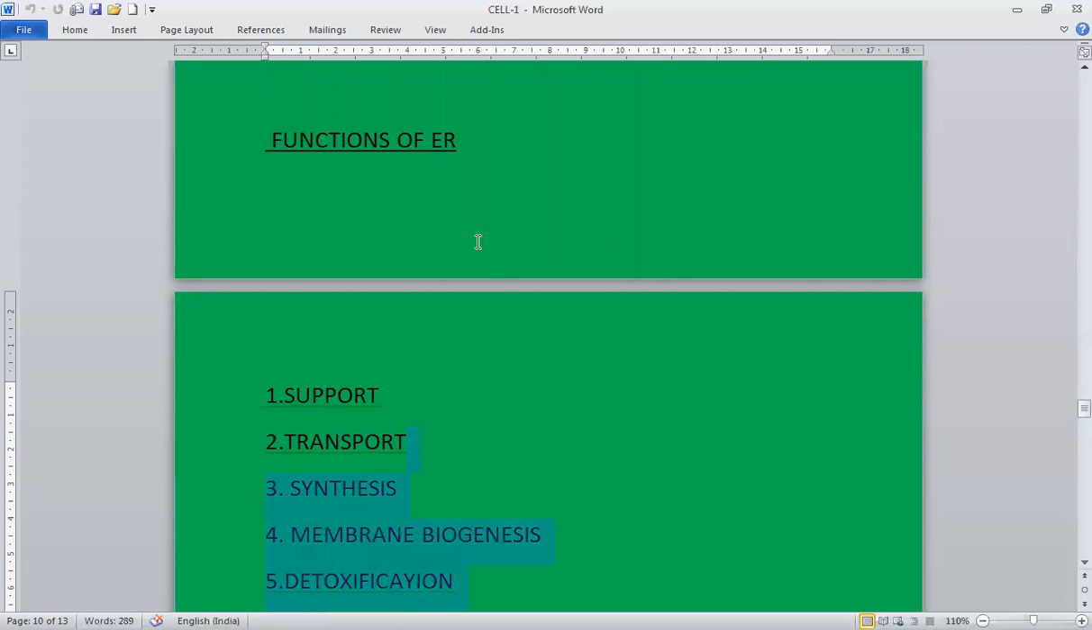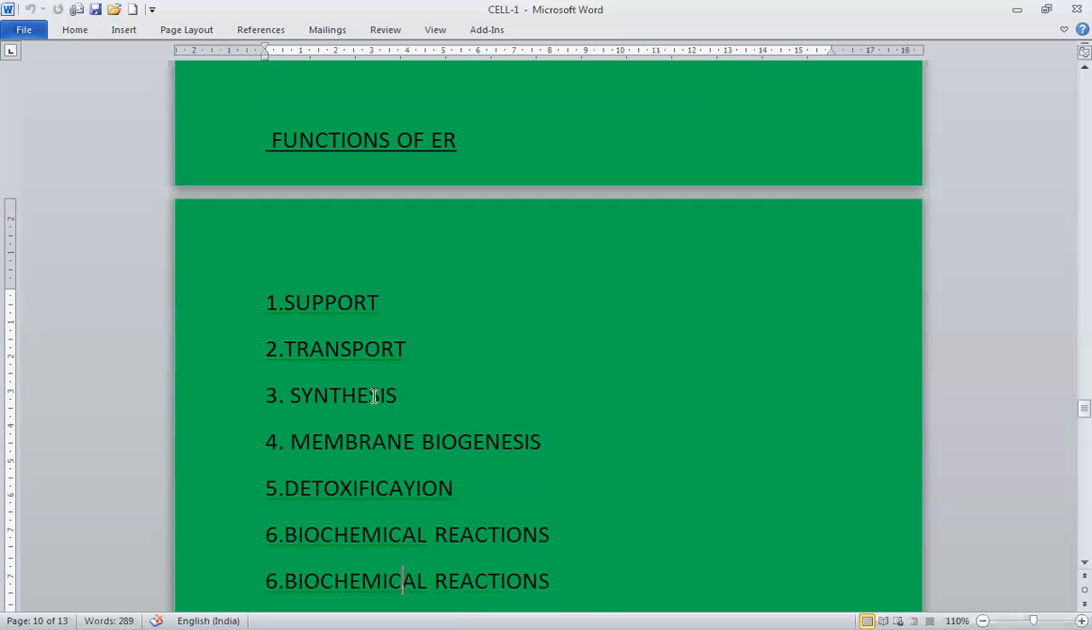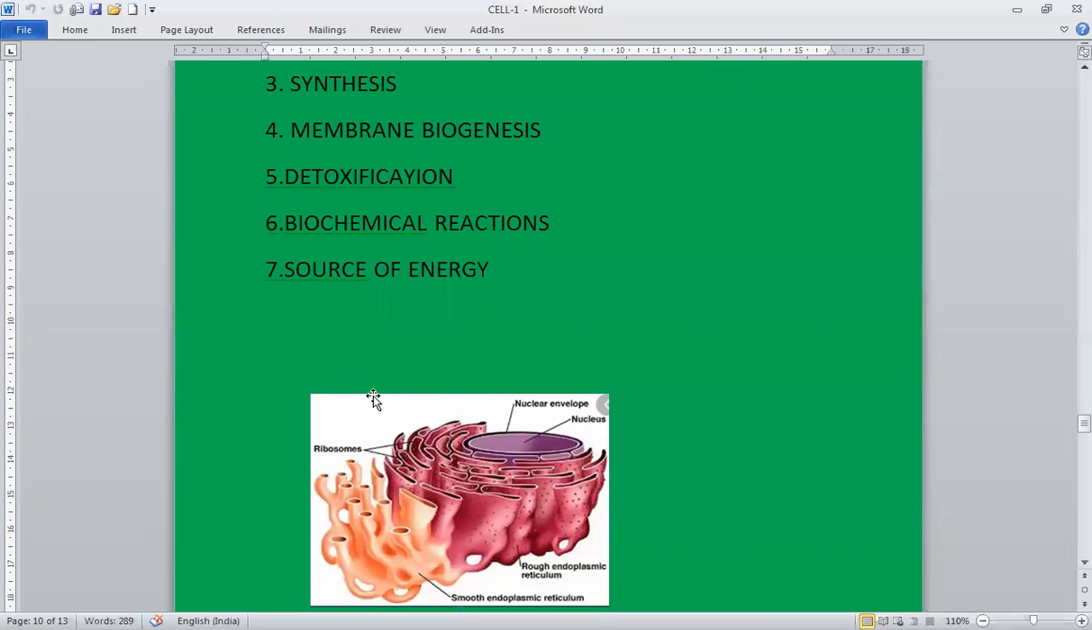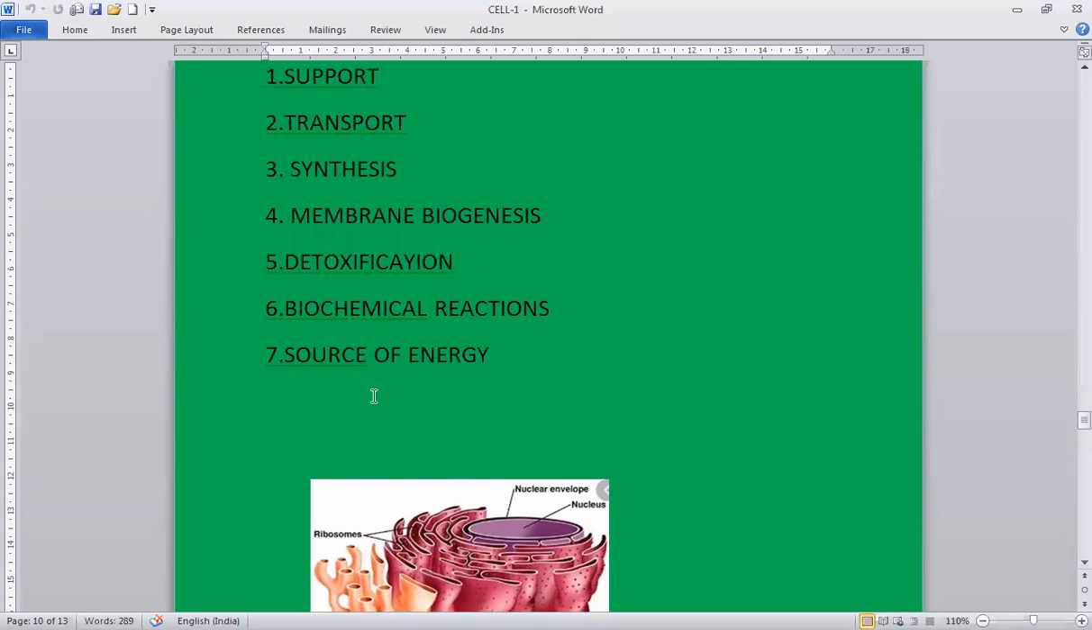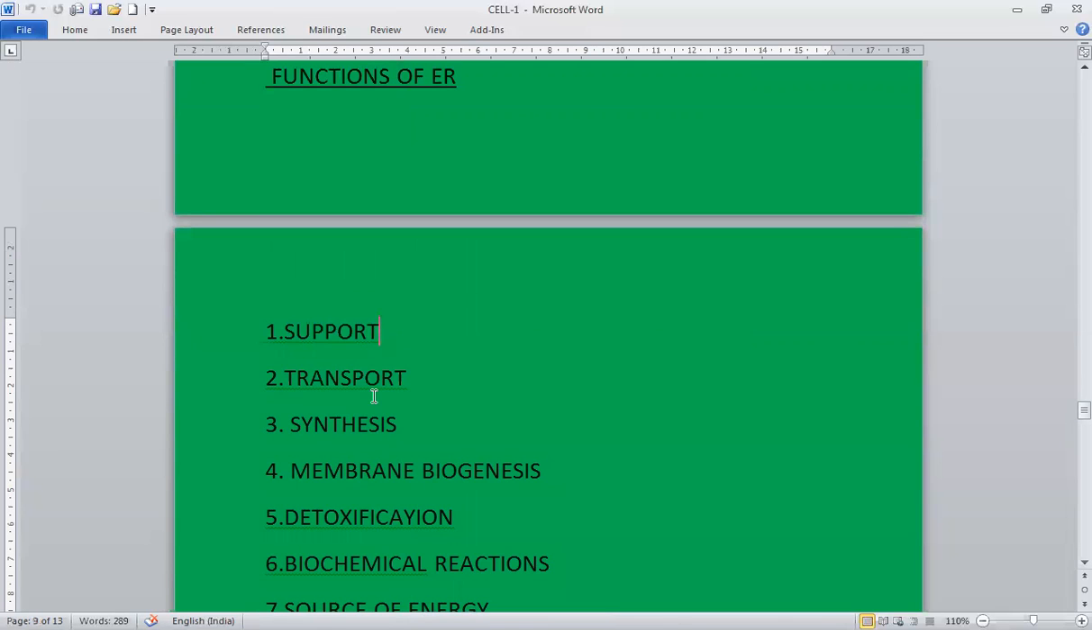Now we'll study about the functions of endoplasmic reticulum. The first function is support. The network of endoplasmic reticulum provides mechanical support to the cytoplasm. The second function is transport. It serves as a channel for the transport of material.